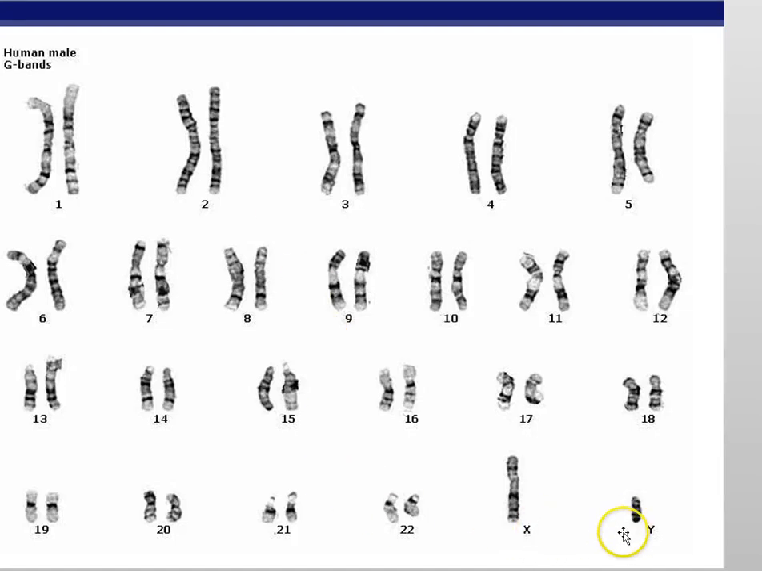As for the X and Y chromosome, they are not homologous. They have different genes on them. You can see the Y chromosome is a very small chromosome. There's only about 28 or so genes on that chromosome. Most of them have to do with male gender.